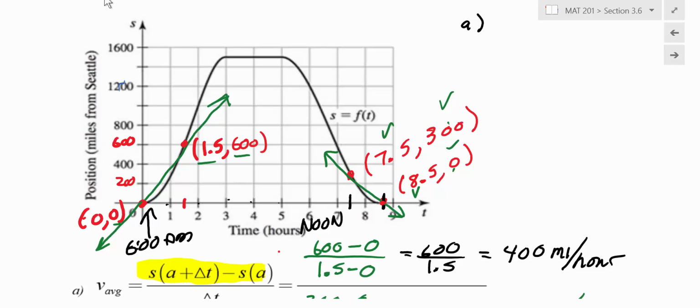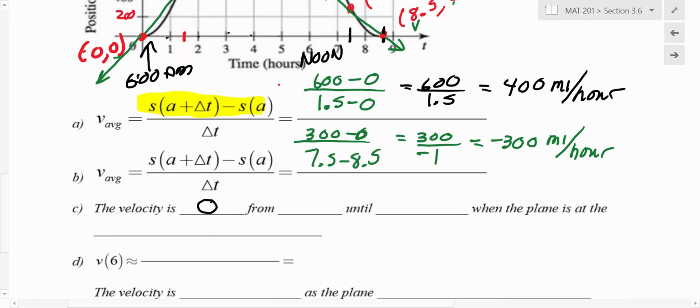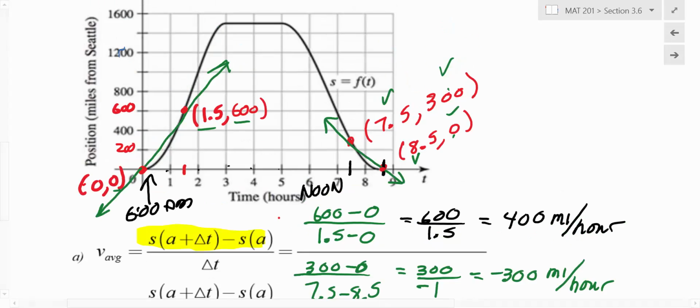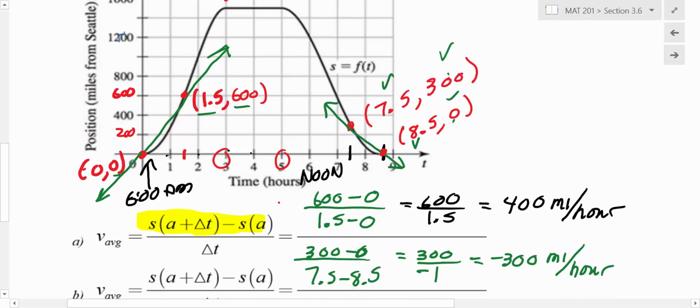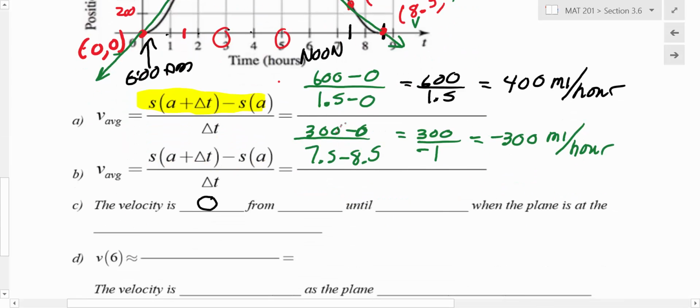So this is what I want you to write down. The velocity is 0 from this point to this point right there. So that looks like from 3 to 5 hours. So I'm going to say from 3 hours until 5 hours. And the time on that would be 6, 7, 8, 9. That would be 9 a.m.